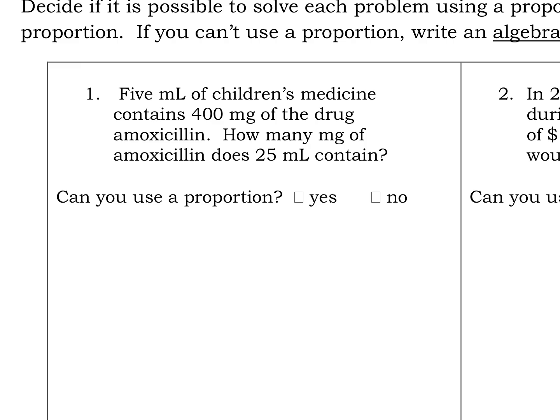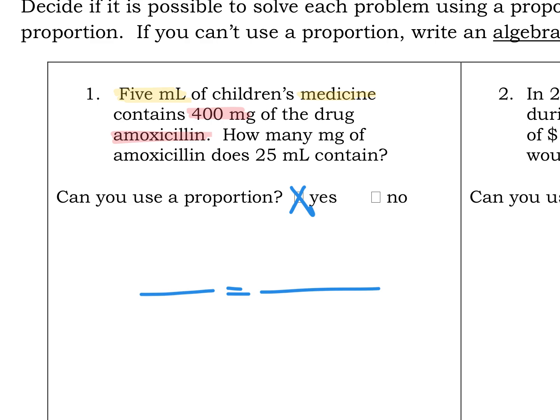5 milliliters of children's medicine contains 400 milligrams of the drug amoxicillin. How many milligrams of amoxicillin does 25 milliliters contain? Folks, I see a comparison. 5 milliliters of medicine contain, what's my other units? 400 milligrams of amoxicillin. So that tells me since I have a ratio, yes, I can do a proportion.